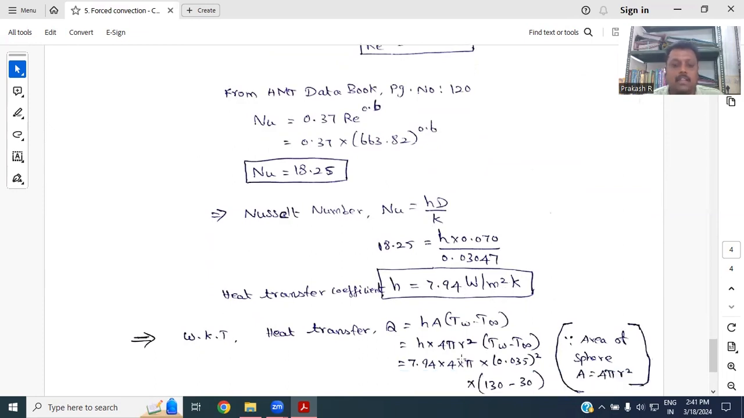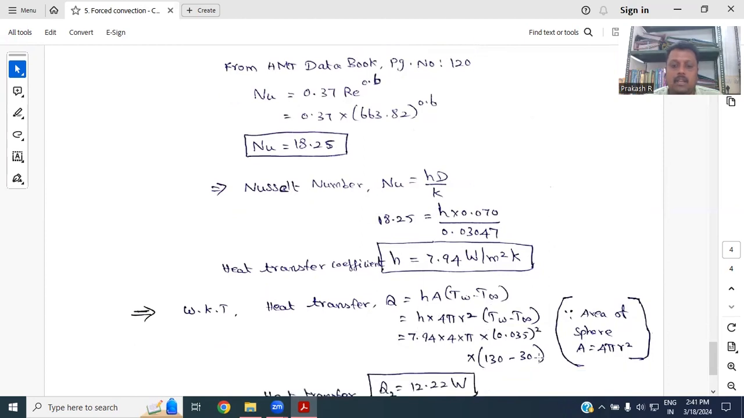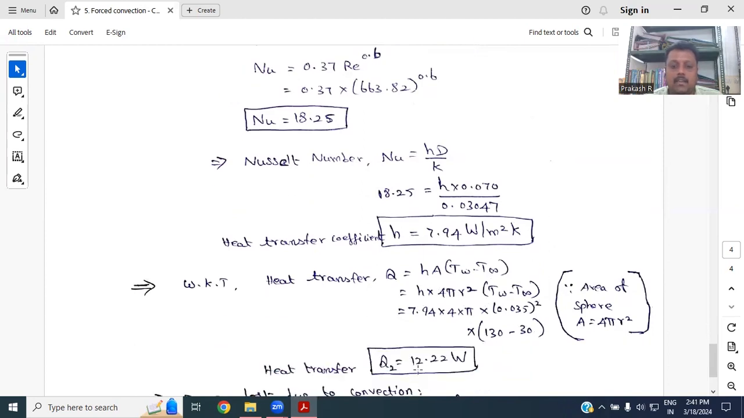From that, we first need to find the heat transfer, like the previous one. Q is equal to h A into TW minus T infinity. h we have calculated in the previous step as 7.94. What is the area? The area formula here is for the surface area of a sphere, therefore 4 pi r square. In the previous problem, it was pi d L because that problem came under cylinder. So this problem comes under sphere. The electrical bulb is in the shape of a sphere. Therefore, 4 pi r square, and TW and T infinity are given in the problem itself. By substituting all these values, we can calculate the Q value as 12.22 watts. That is the heat transfer value.